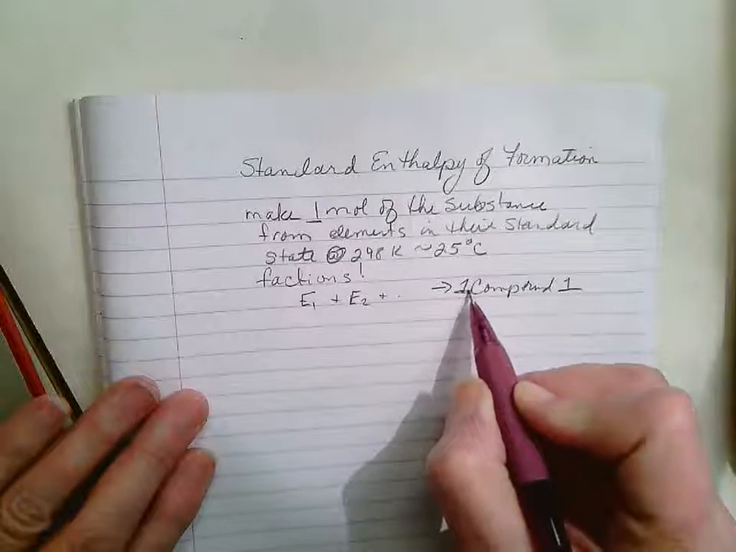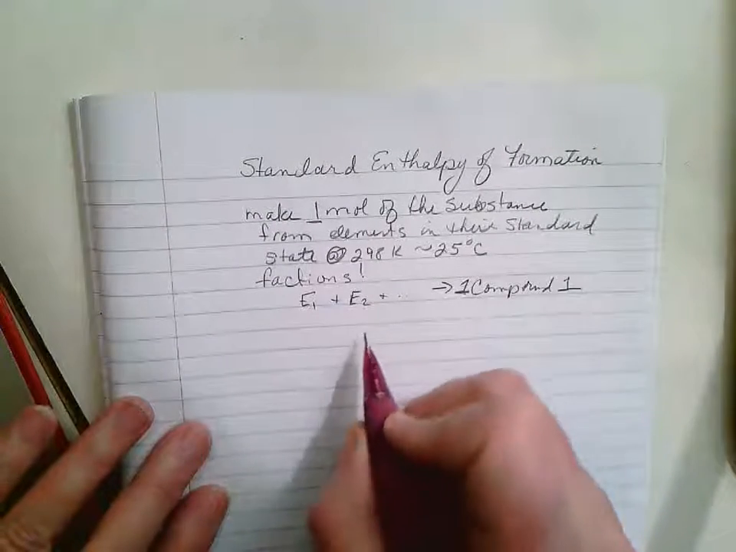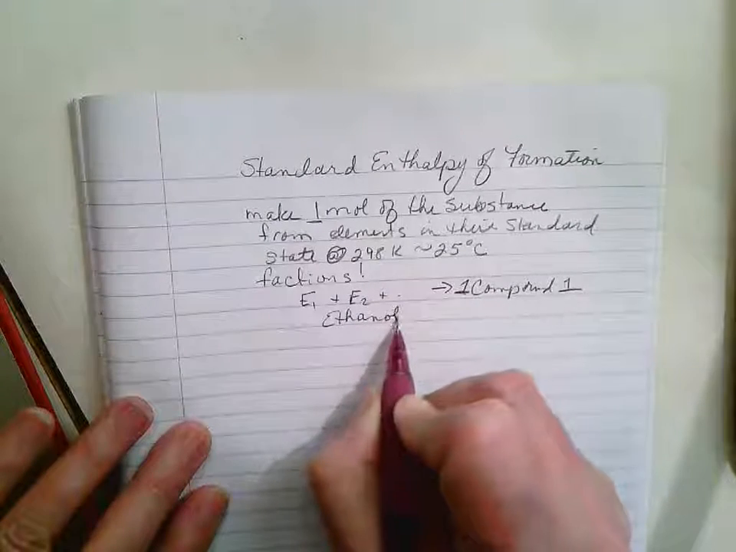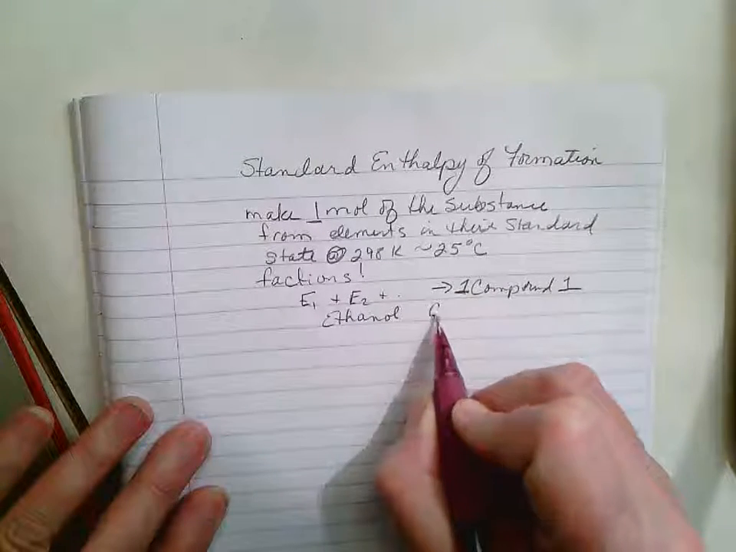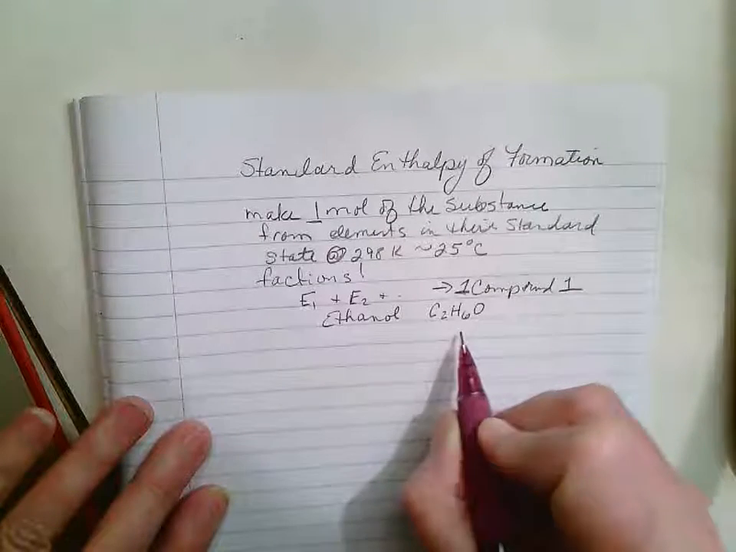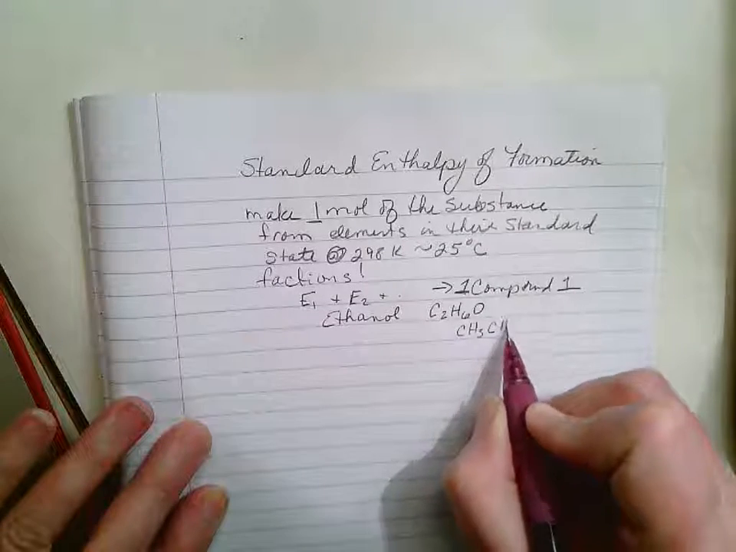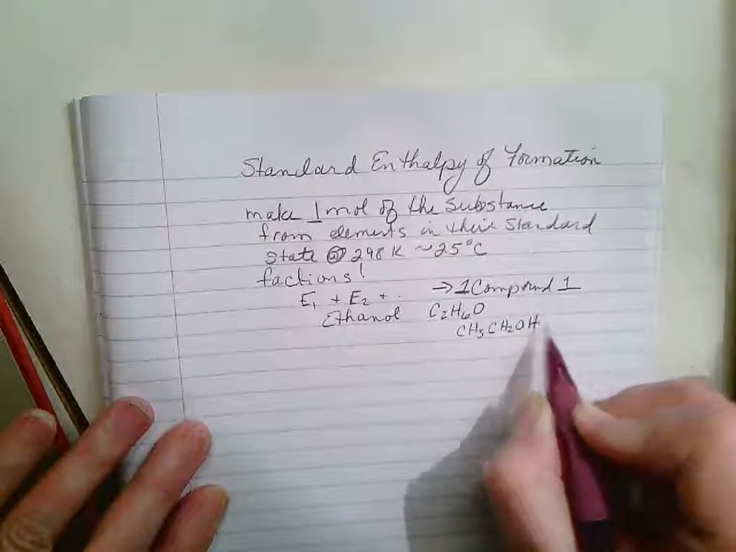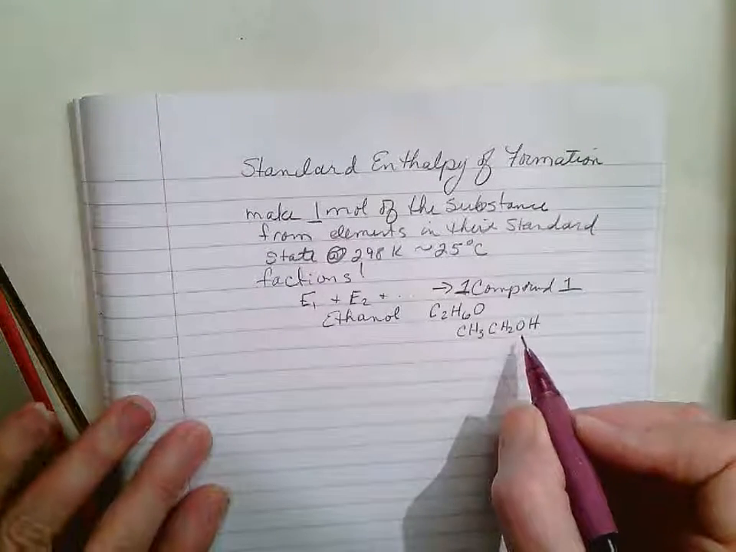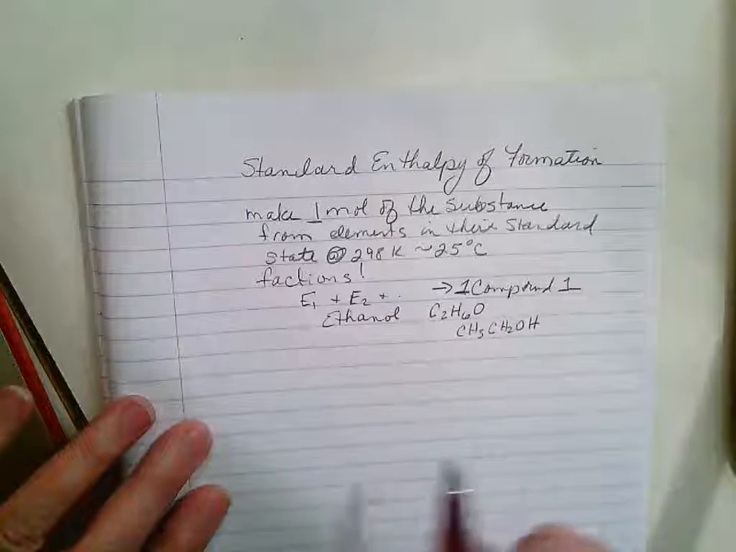So what would be an example of that? Let's say we want to make ethanol. And ethanol has a formula of C2H6O or CH3CH2OH. And so the elements I'm going to need are carbon, hydrogen, and oxygen.